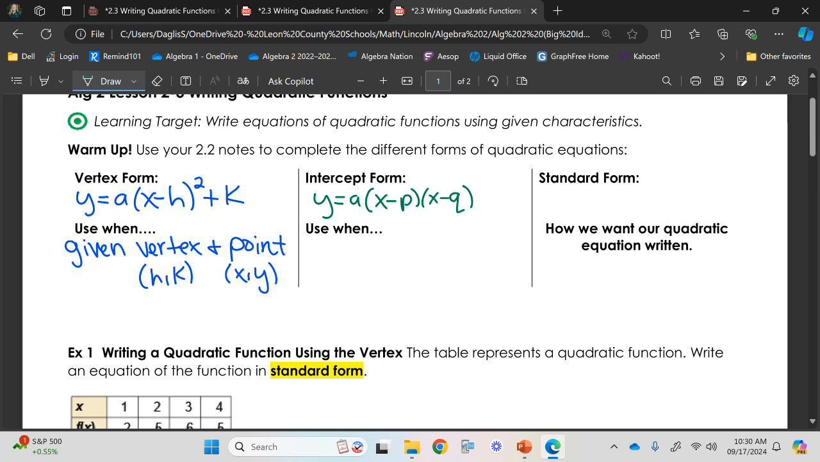So we're going to use this when we're given, what do you think? Our x-intercepts and a point. So if we're given p, 0 and q, 0, I'll be able to use opposite p and opposite q back into my formula. And then if we have a point, we can use that for x and y.